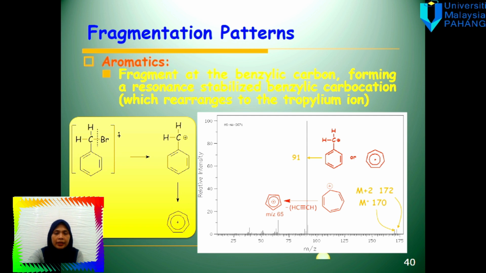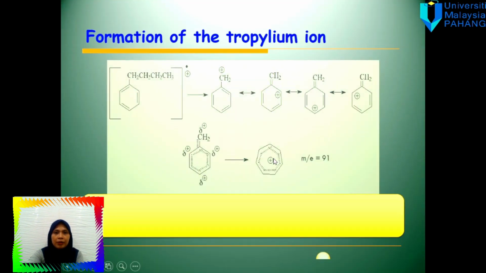So for aromatics, the fragmentation will always rearrange when the benzylic carbocation forms. It will be rearranged to form a tropylium ion. So the tropylium peak will appear as the base peak with an m/z value of 91. You can see how the tropylium has been formed.